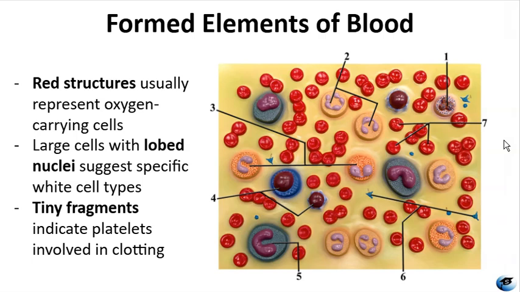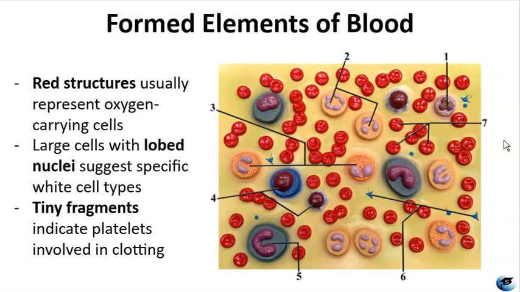First, the red colored structures are almost always representing red blood cells or erythrocytes, right? And they're red because these are the oxygen carrying cells, and they're typically the most numerous in any blood sample. Then if you see large cells that have lobed nuclei, you're most likely looking at white blood cells. The number and shape of the lobes is going to also help you to narrow down which type of white blood cells, like neutrophils with multi-lobed nuclei versus eosinophils with bilobed nuclei.